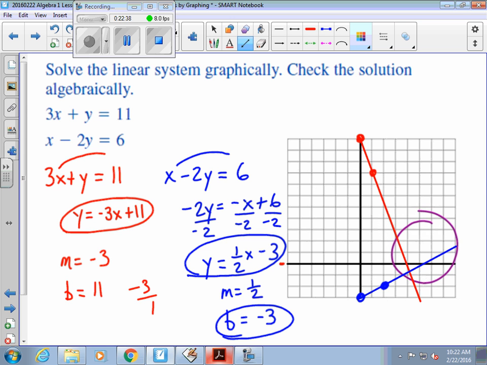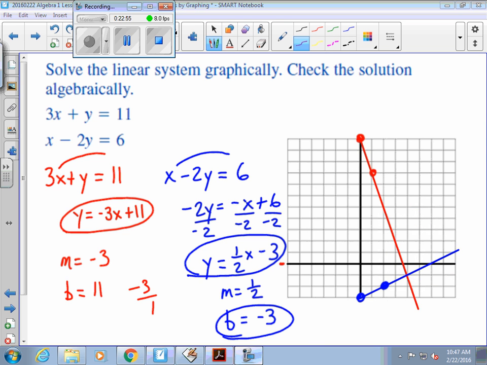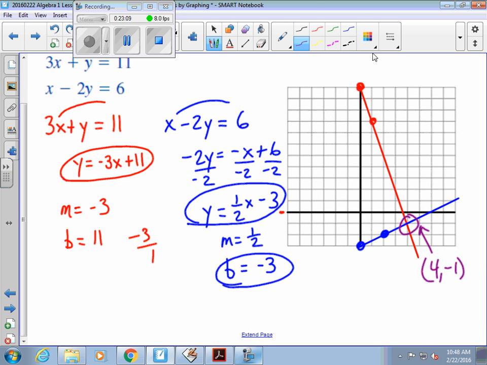Now, estimating this is the hardest part. Again, because my line here, the red one, probably should have been turned slightly this way to make it work, and the blue one should have been turned slightly that way. But from that point, we can estimate that point, its x and its y value being 4 as its x and negative 1 as its y. So that's the next thing you have to do, is estimate that.